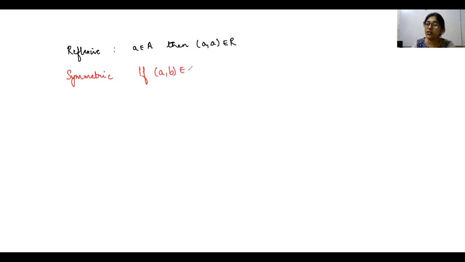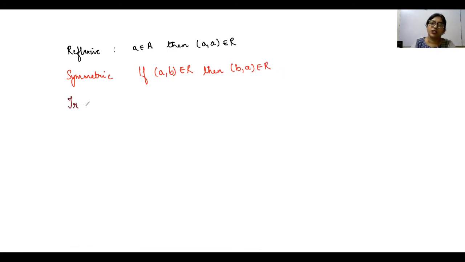So we have reflexive relation, which we said is, if we are considering a relation on A, and if a belongs to capital A, then (a, a) belongs to R. This is reflexive. So for every element, we should have its same element associated with it or related with it. That is known as reflexive. Symmetric. If an element is there in the relation, then its reverse element should also be there. That is symmetric.